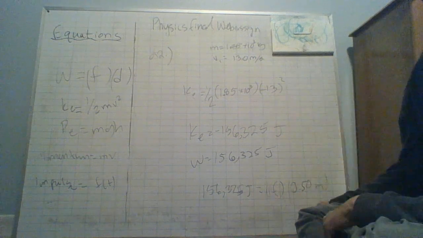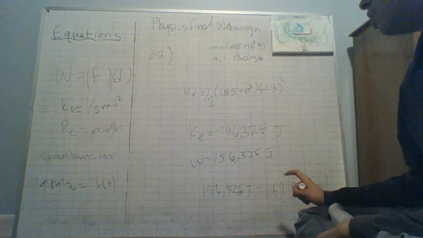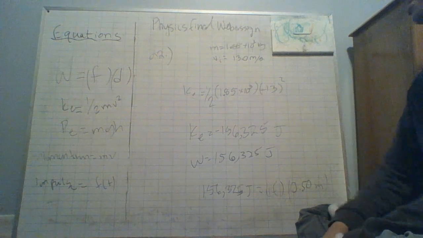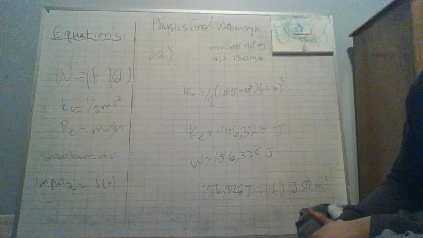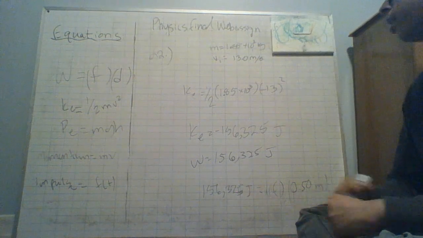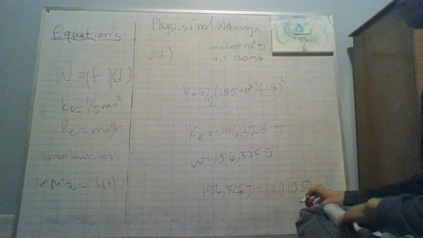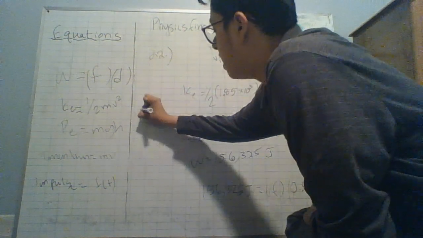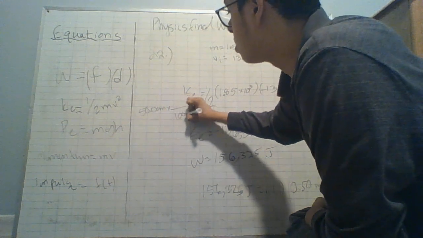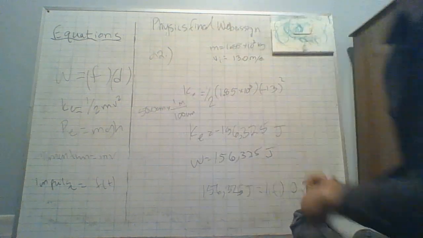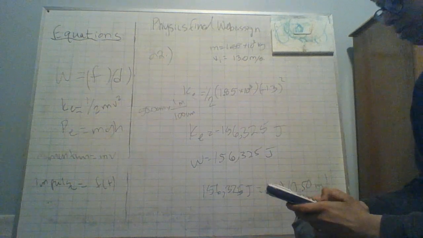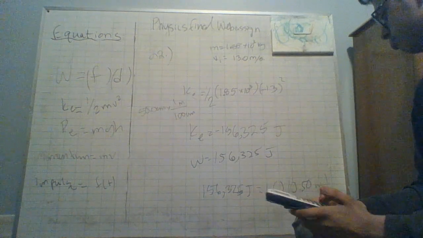Now, why did I convert it into meters? Because in physics, or basically any science class, you want to convert stuff into meters, seconds, kilograms, standard units. And the way I converted centimeters to meters is I did 50.0 centimeters times 1 meter over 100 centimeters. And that's how I got 0.50 meters. You can double check that if you want. 50 divided by 100, 0.50 meters.